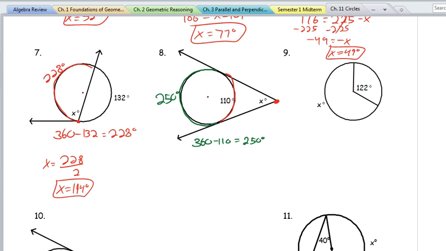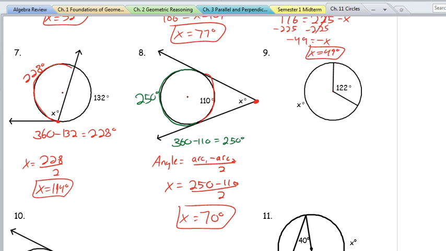So your angle, or your x, I guess, let's call it angle for now, equals arc 1 minus arc 2 all over 2. So that x is going to be equal to 250 minus 110 all over 2. So that's going to give you what? 140 divided by 2, or 70 degrees. Again, not overly complicated. Number 9.